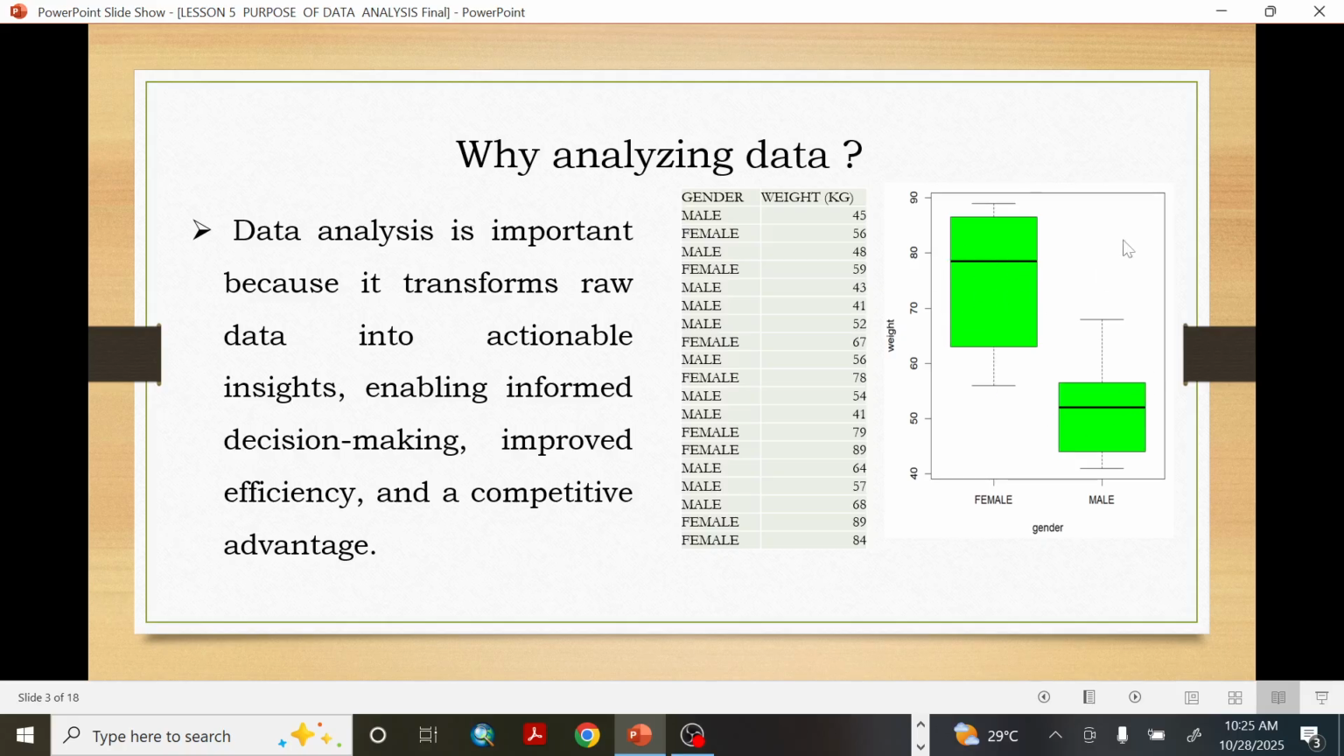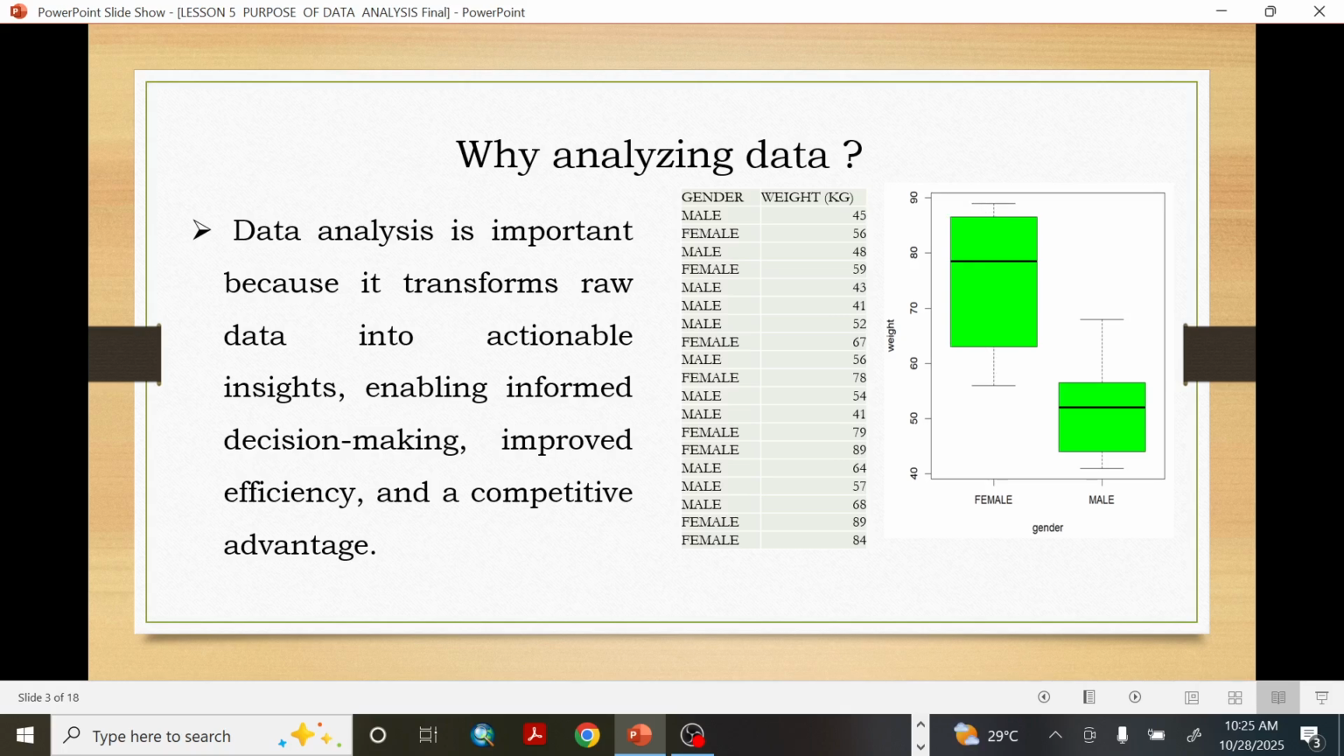However, again, we're going to look at the ranges. For the male, you look at the ranges, the whiskers. The maximum weight for the male is around here, which is about 64 kilograms, and the minimum is about 41. Whereas for the female, the maximum weight is 89 here, and the minimum weight is 56.